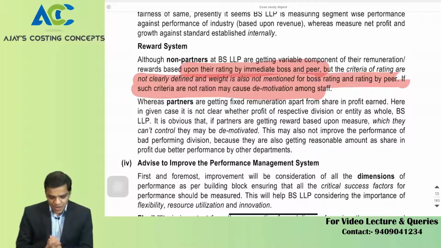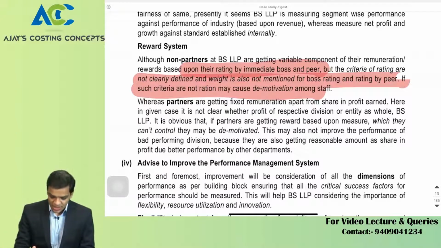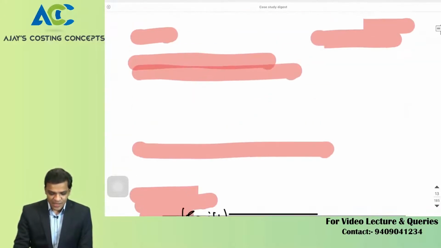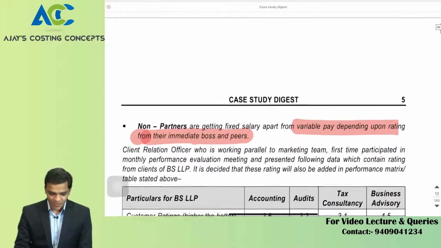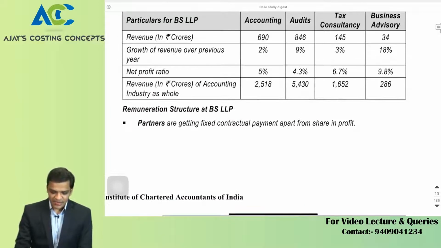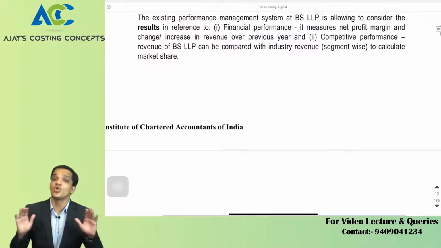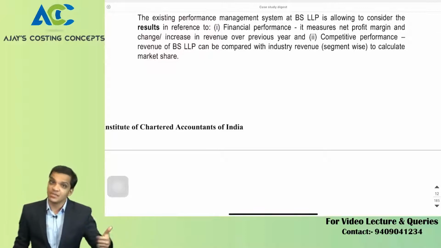When it comes to partners, the partners also get a share. What they mentioned over here is that partners also get shares in the profit, right? But see, there was no clear indication of how these profits are calculated. Over here partners are getting fixed remuneration apart from the share of profit. But how the share of profit is determined, there is no clarity about that. So the reward should be clear. That is the first thing, but that is not so.